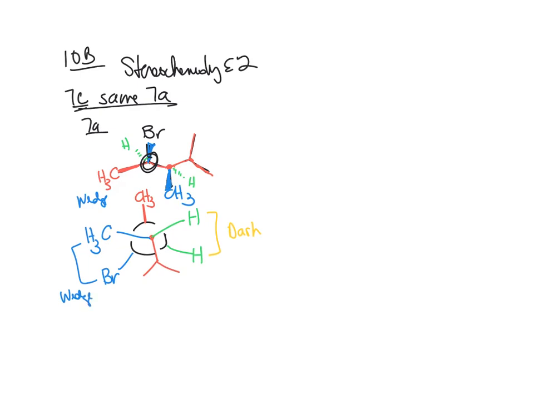Now, when you come in with a base, and the base takes this hydrogen, okay, and the bromine leaves. Okay, so this is your plane. This is your 180 degrees anti-periplanar. So your base comes in, and it's going to take this hydrogen. Those electrons are going to form a double bond, and the bromine's going to leave.